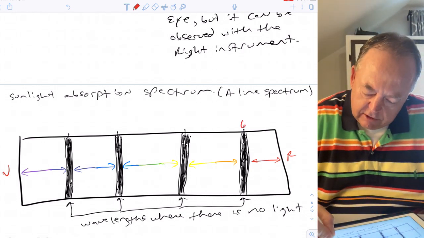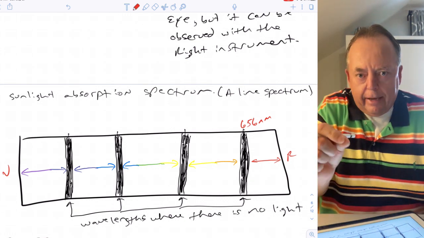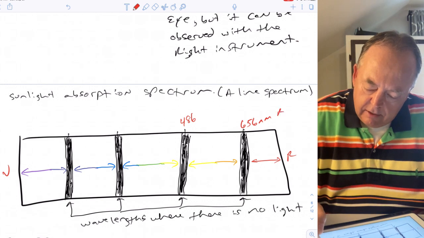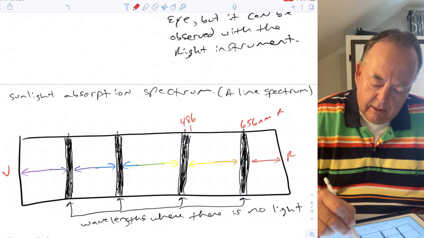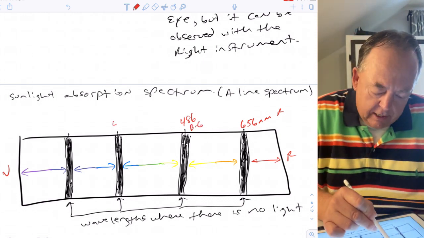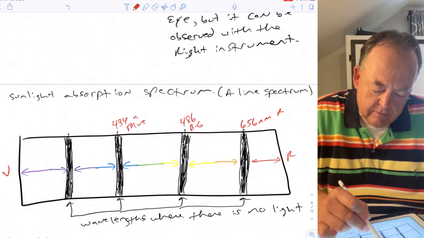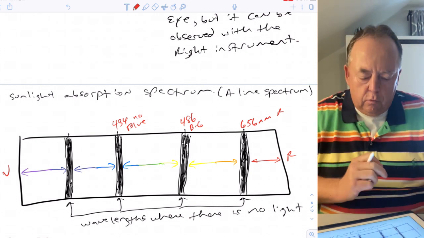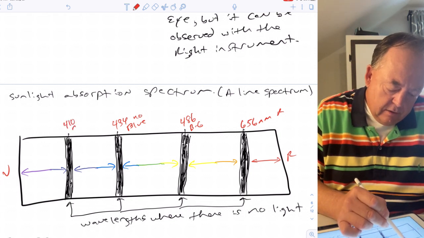So at 656 nanometers, there's no light. So there'd just be a black line there. And then at 486 nanometers, some blue-green light is missing. And then at 434 nanometers, that's where blue light is, so there's a strip in this region of blue where there would be no blue light. And this is at 410 nanometers.